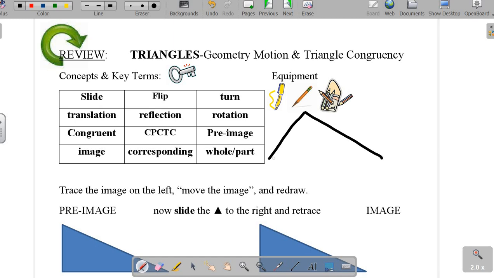So for example, just as a reminder, some of those relationships were a median, vertex to a midpoint, that's a median. An altitude, vertex to a right angle, would be an altitude. A perpendicular bisector, going through the midpoint at a right angle. And then an angle bisector, cutting an angle in half. So those are all different segments within a single triangle.